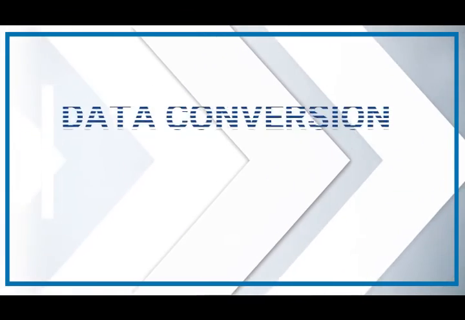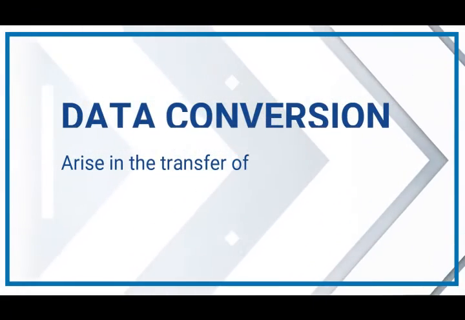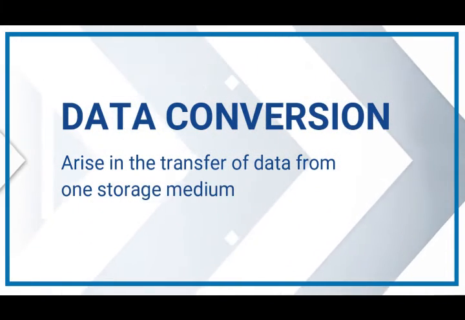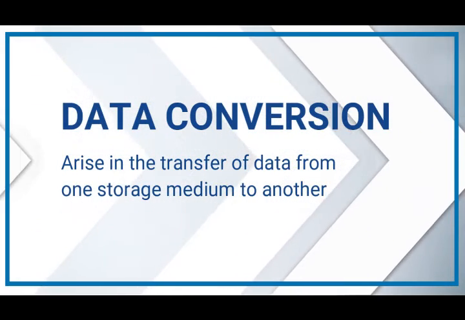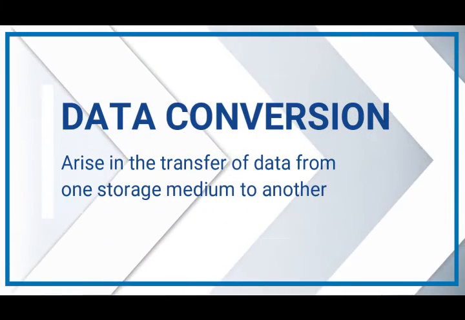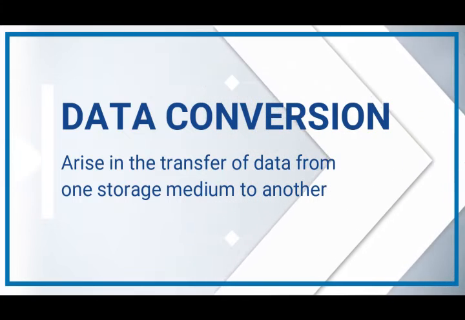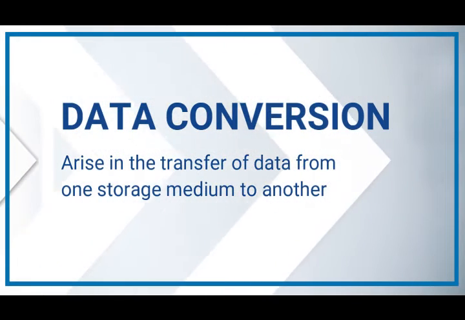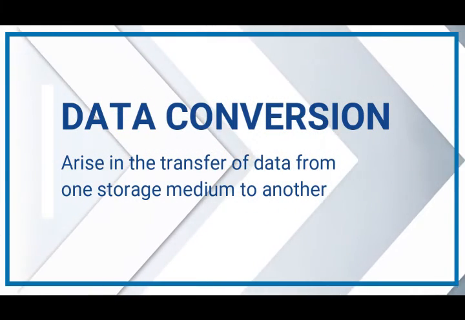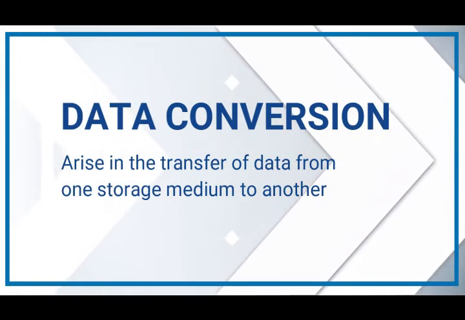The next one-time cost is data conversion. These costs arise in the transfer of data from one storage medium to another. For example, the accounting records of a manual system must be converted to a magnetic form when the system becomes computer-based. This can represent a significant task. The basis for estimating conversion costs is the number and size of the files to be converted.